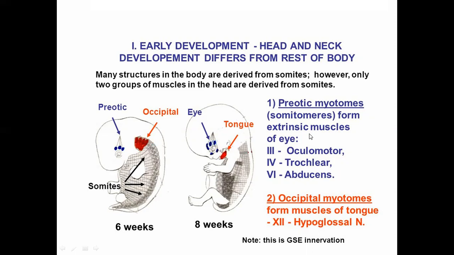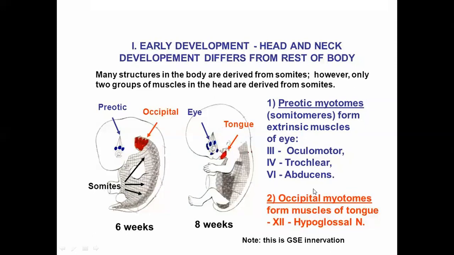Because of this aggregation, the pre-otic myotome and the occipital myotome give rise to some groups of muscles. The pre-otic myotomes give some muscles of the eyeball, the extrinsic muscles of the eyeball, which we have already seen. They are derived from the pre-otic myotome. Pre-otic myotomes are somites grouped in the ear region. Similarly, the occipital myotome gives rise to the muscles of the tongue, which we have already seen.